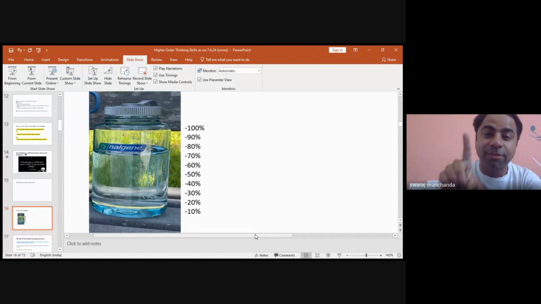Firstly, I asked how much is it filled. For that, you need to remember class 9th, chapter 1, NCERT science, matter surrounding us: air even fills the empty container.